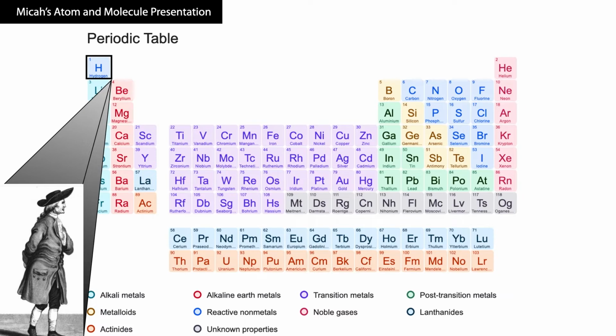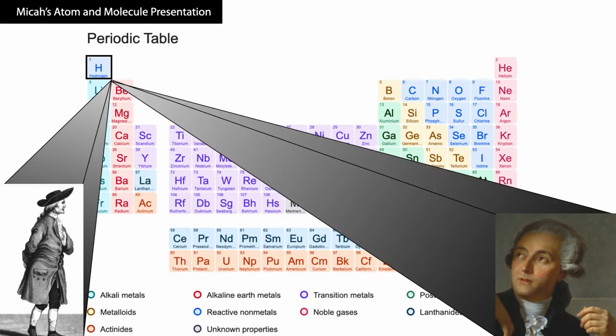In 1766, Henry Cavendish figured out that hydrogen was an element. And in 1783, Antoine Lavoisier named it hydrogen, which means giving off water. When you burn hydrogen, it attracts oxygen molecules and gives off H2O, or steam.